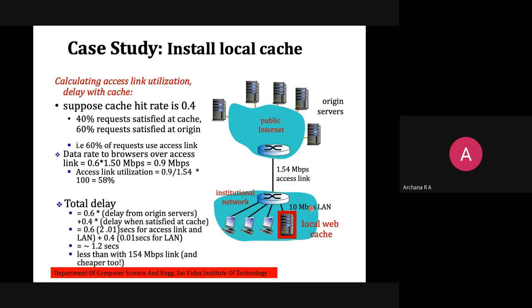Did all of you understand this? This is one case study. What happens if a local cache exists? What happens if a local cache doesn't exist? And what happens if there is no local cache but the access link rate is increased? It's just a comparison. If you have a local cache, you get better efficiency, so that the response time is reduced to just 1.2 seconds. That's it. Did all of you understand this concept?